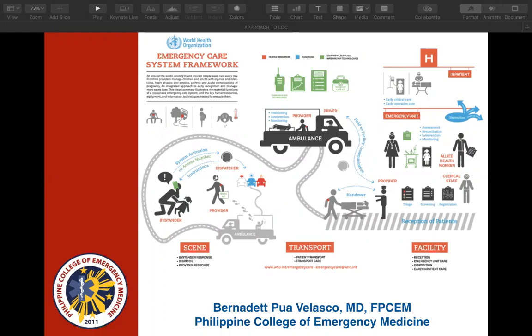As you can see in the slides, there are 3 levels of care. First, on the scene. Second is transport. Next is the facility. We often give our resources to the facility and we forget about the transport, the ambulance team, and the scene or the community wherein the dispatcher or even the EMS provider can give a lot of help in managing our patient. So this is our advocacy in the Philippine College of Emergency Medicine to have this emergency care system framework work all around the country.